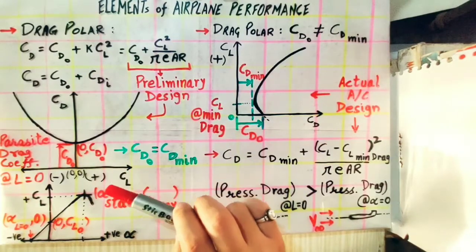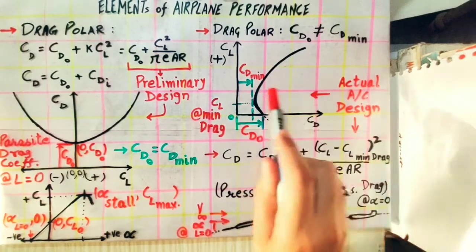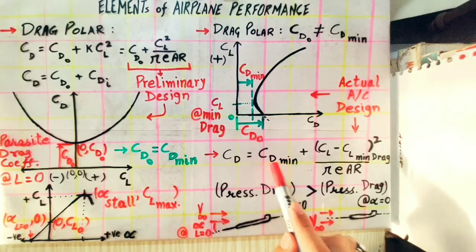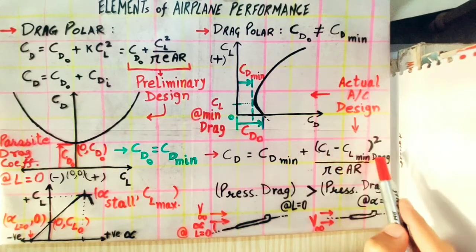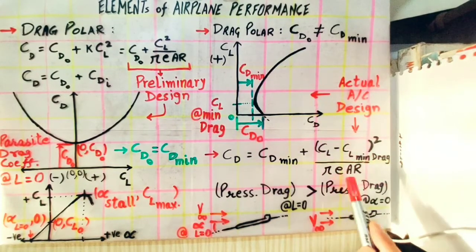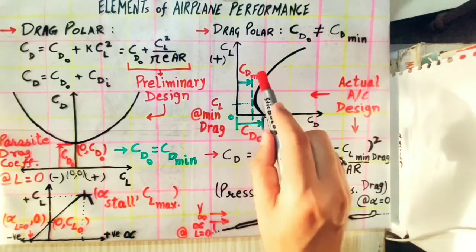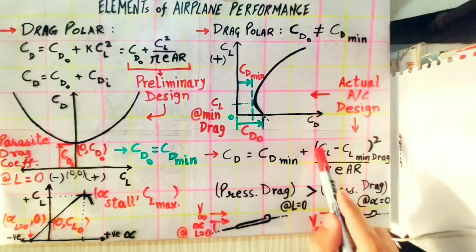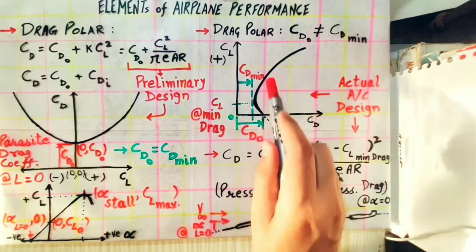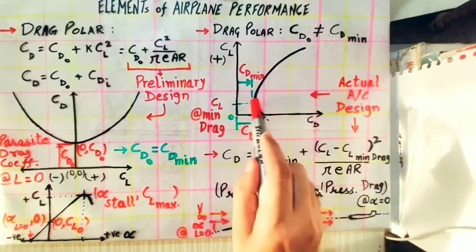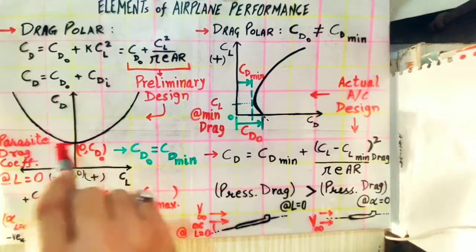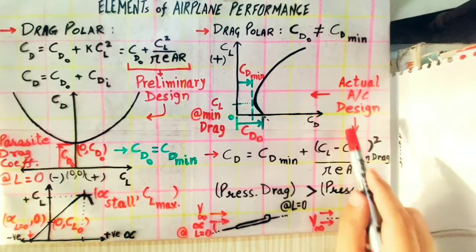And with this, for an actual aircraft, we modify the drag polar equation: CD equals CD minimum plus CL minus CL minimum drag, whole squared, divided by pi e aspect ratio. So CL at CD minimum will be CL at minimum drag. The shift over here is because CD naught is not the CD minimum drag, and it does not come at this symmetric axis. It is symmetric over here, and therefore for actual aircraft design there is a shift.